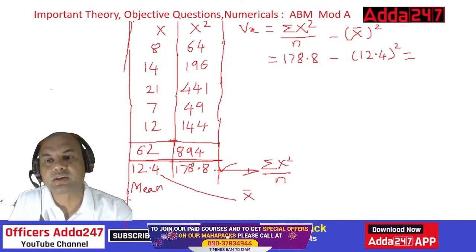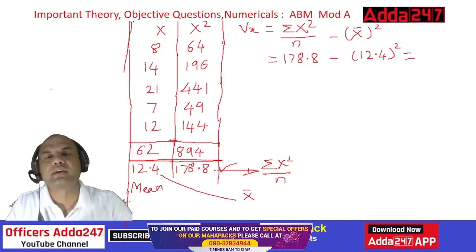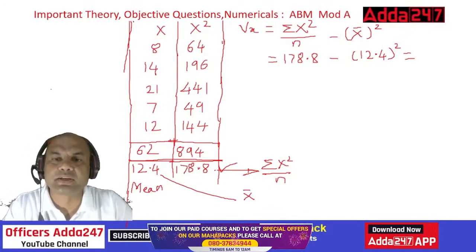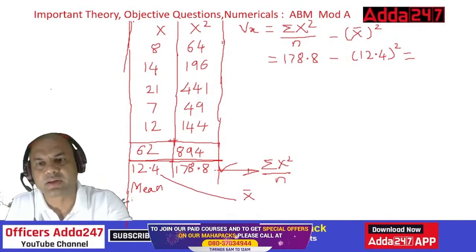What is the answer you are getting? Everyone, direct final answer. Let me see. What is the final answer you are getting? Everyone, let me check. Simple, isn't it? Just do the square of 12.4. Okay, I'll give you the answer also over here.